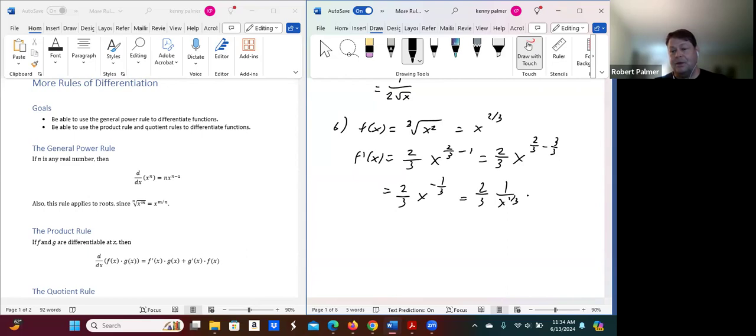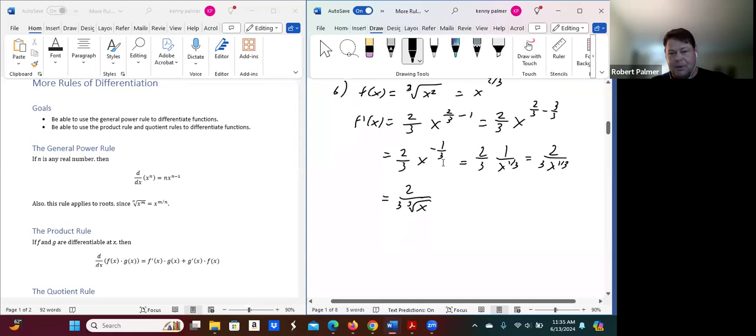Okay. And then let's multiply across. So 2 times 1 is 2, and then 3 times x to the 1/3 down here. Then finally, let's convert that back to a root. And so this is going to be 2 over 3 times just the cube root of x. Okay, so that's how we use the generalized power rule. Let's get this straight: as long as your n is any real number, we can use that same rule.